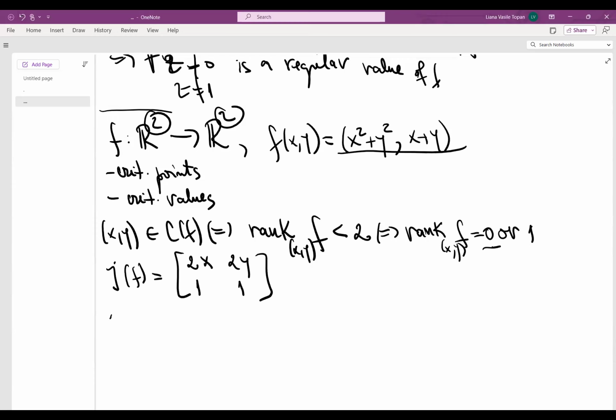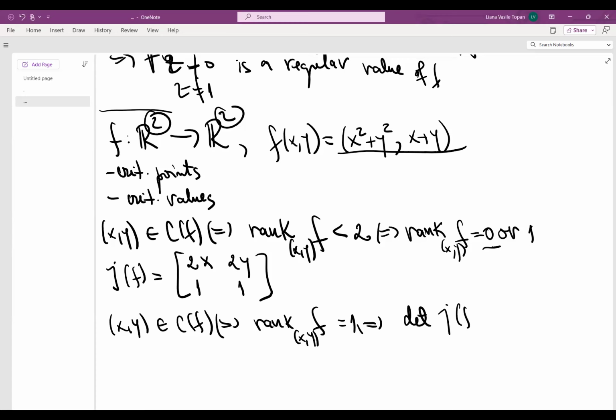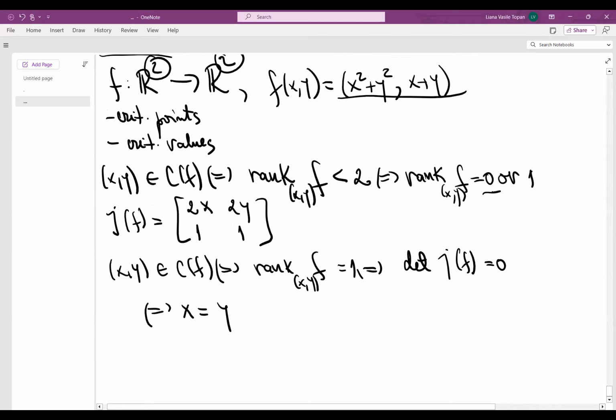So (x, y) will be critical for this particular example if and only if the rank of f is 1. When is the rank of f 1? This is equivalent, from the classical theory, to the determinant of this Jacobi matrix equaling 0. But what is the determinant? The determinant is 2x minus 2y, which is the same as saying x equals y. So the pair (x, y) is a critical point of this function when the 2 coordinates of the point are equal.